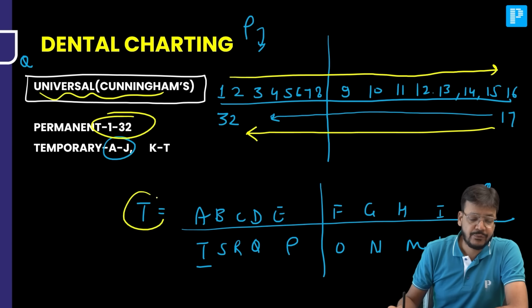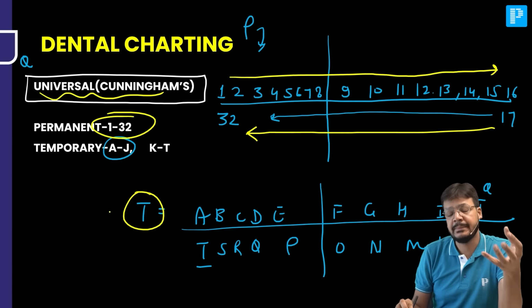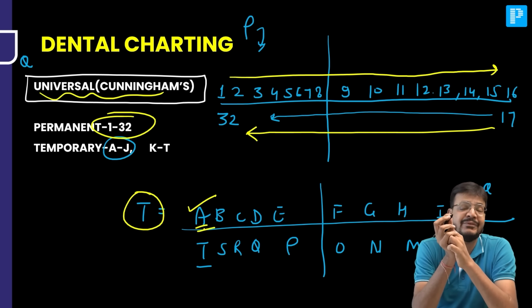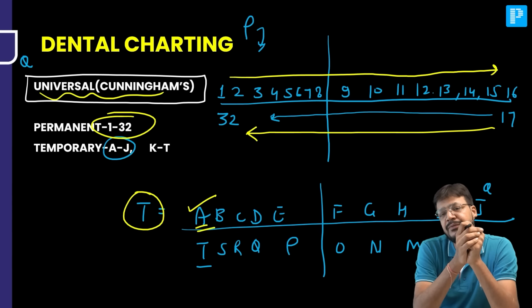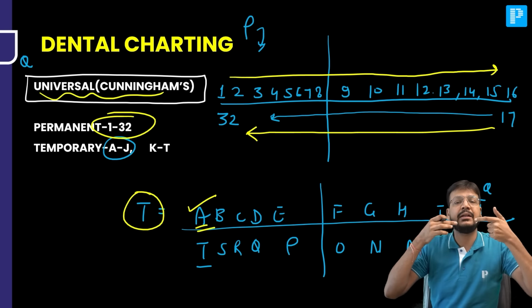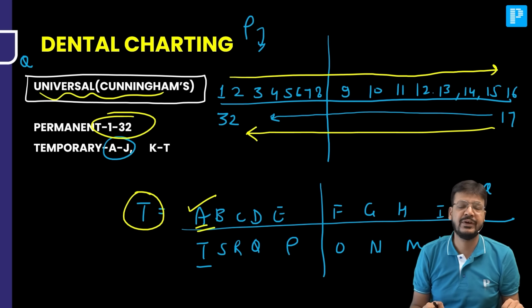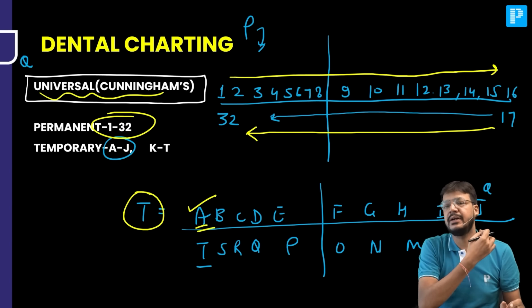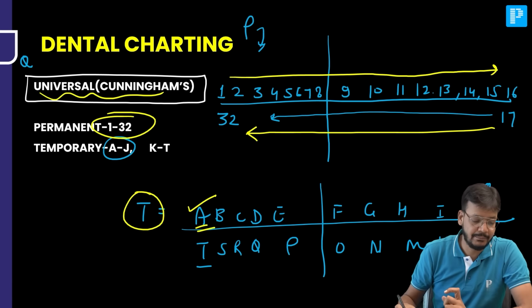Yes, my dear friend, for temporary teeth we don't use numbers, we use letters, starting from A. Again, I am telling you, 1 to 8, 1 to 8 is the Palmer notation or Zsigmondy. Very simple one. Plus and minus is Haderup, and 1 to 32 is the Universal or Cunningham method.